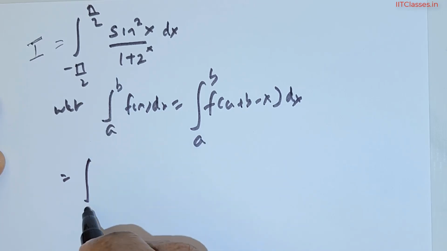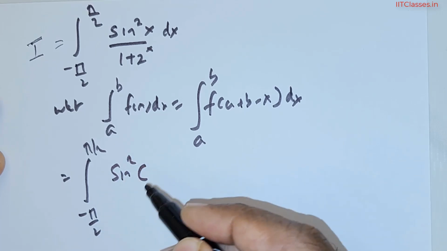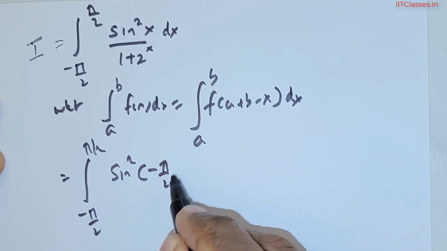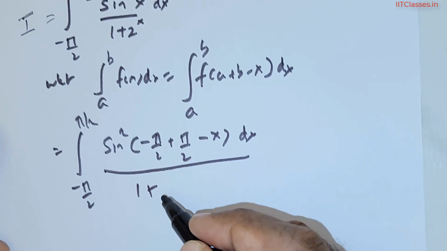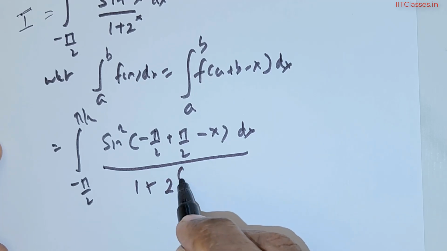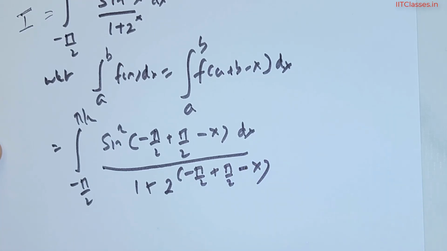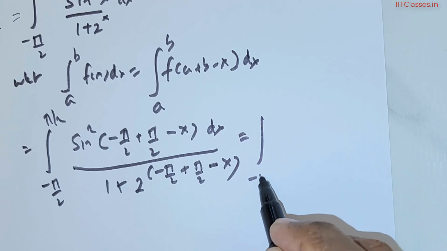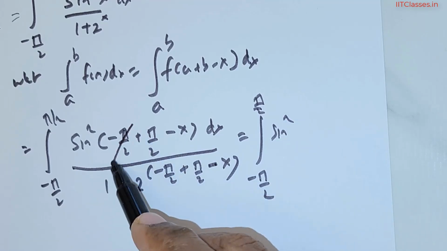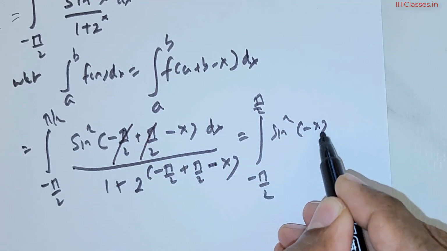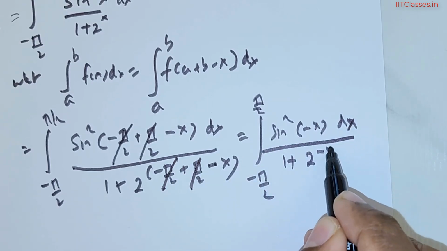So this is going to be rewritten as integral from negative pi over 2 to pi over 2 of sine squared of (negative pi over 2 plus pi over 2 minus x) dx divided by 1 plus 2 raised to the power of (negative pi over 2 plus pi over 2 minus x). Now this is equal to integral from negative pi over 2 to positive pi over 2 of sine squared of negative x dx divided by 1 plus 2 raised to the power of negative x.